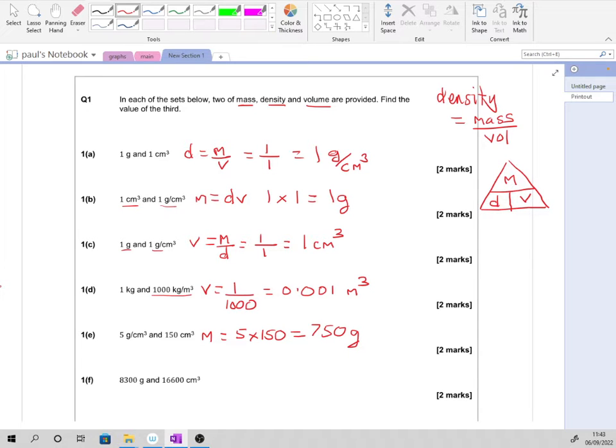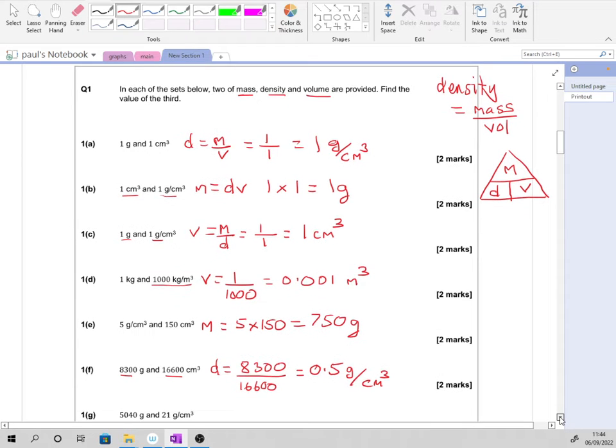So this one, we've got the mass, we've got the volume. So we need to find the density, which equals the mass, 8300, divided by the volume, 16600, which is a half, which equals 0.5 grams per centimeter cubed. Okay, tricky.